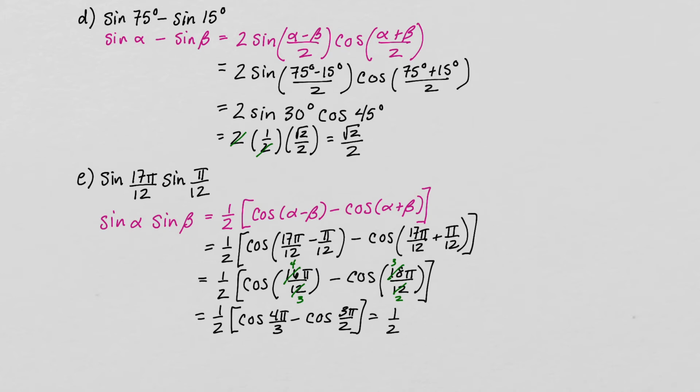So we get 1/2 times the cosine of 4 pi over 3, which is minus 1/2. And what's the cosine of 3 pi over 2? Yeah, 0. Somebody told me. So I have 1/2 basically times minus 1/2. So this is going to be minus 1/4 as my final answer. Questions?